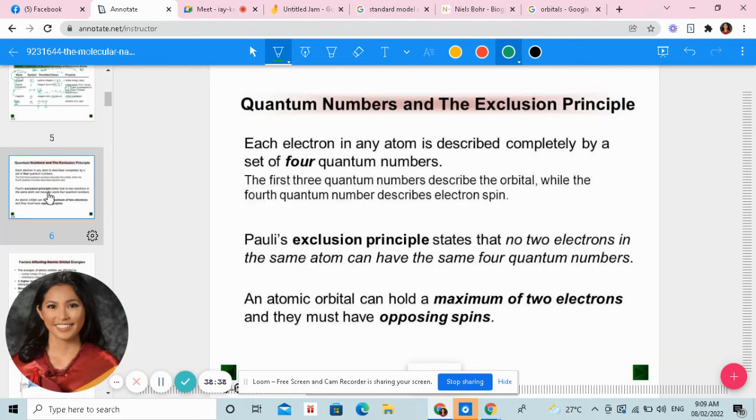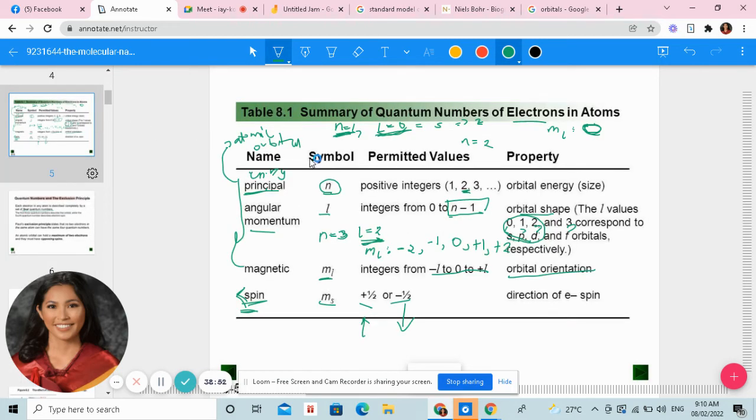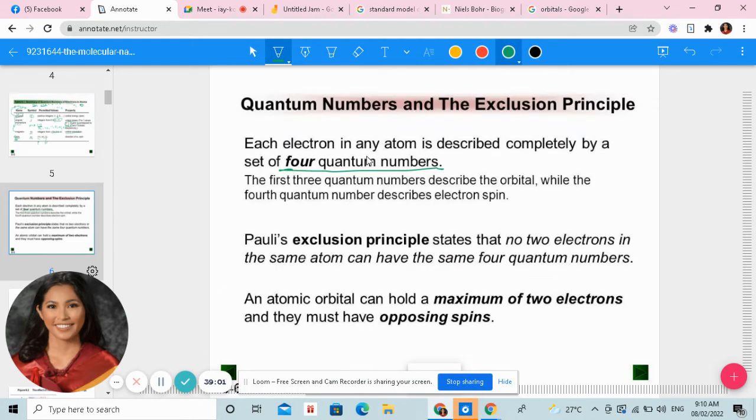Now, quantum numbers and the exclusion principle. Each electron in any atom is described completely by a set of 4 quantum numbers. So dapat naadjud ni sila. The electron in an atom has principal quantum number, angular momentum, then magnetic, and then the spin. So dapat naadjud ng 4. The first 3 describe the orbital, while the fourth describes electron spin.